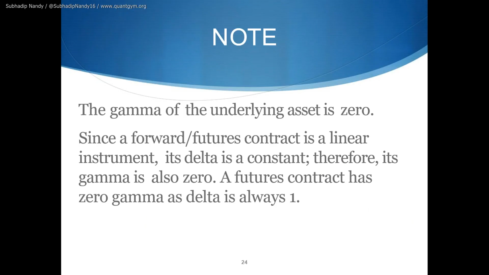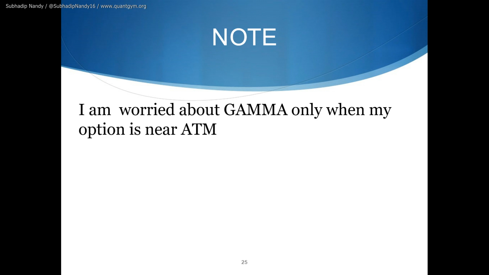The gamma of an underlying asset is obviously zero. Since a futures or forward contract is a linear instrument, its delta is a constant. Therefore, the gamma is zero. The futures contract has zero gamma as delta is always 1.